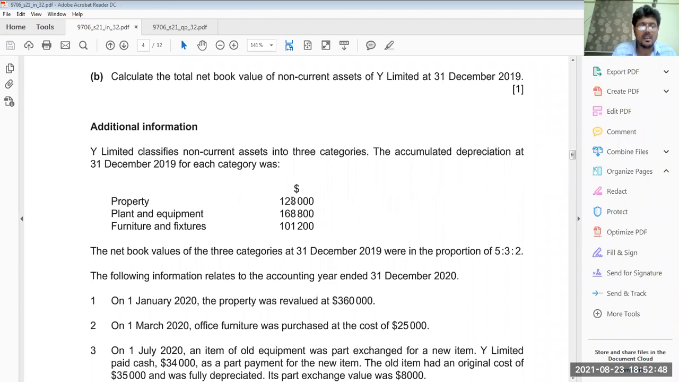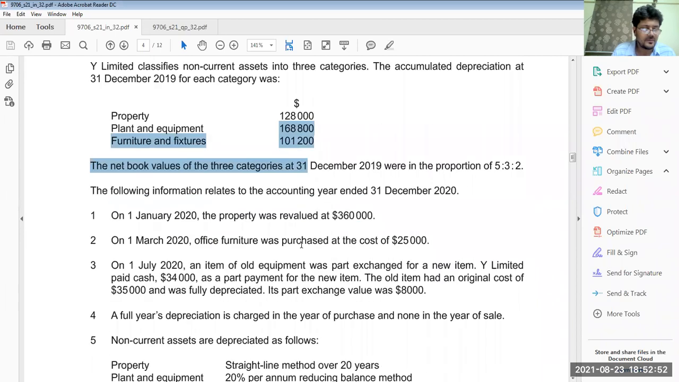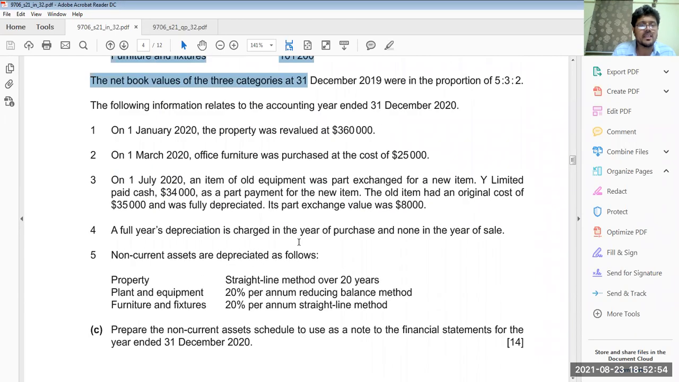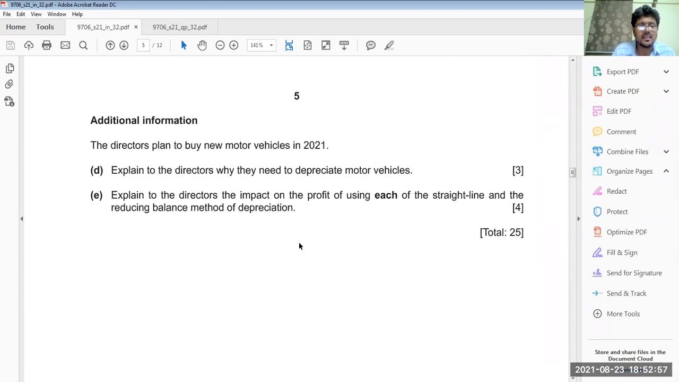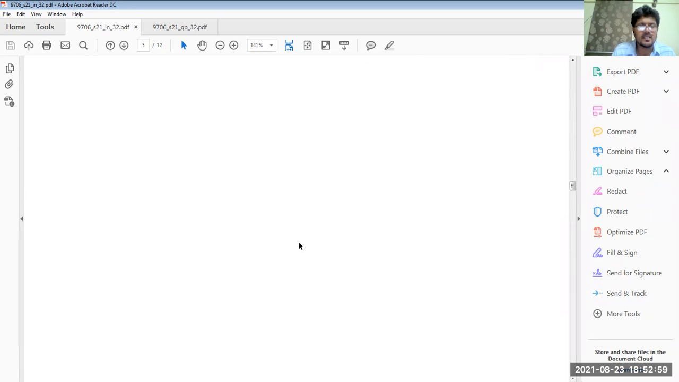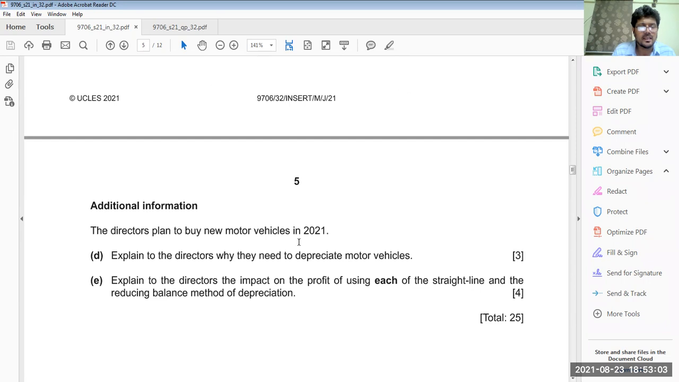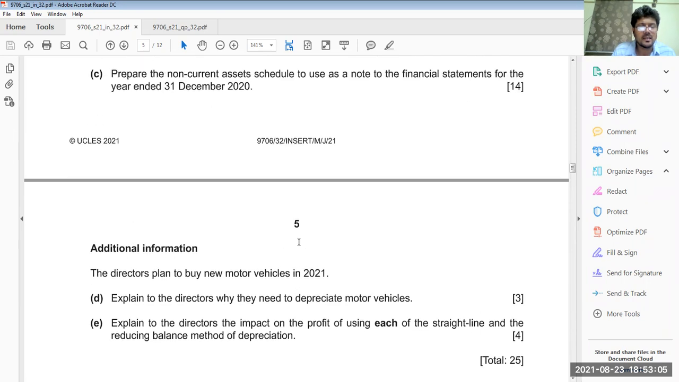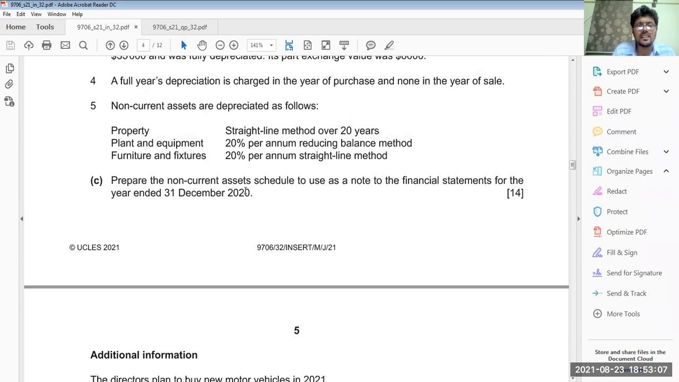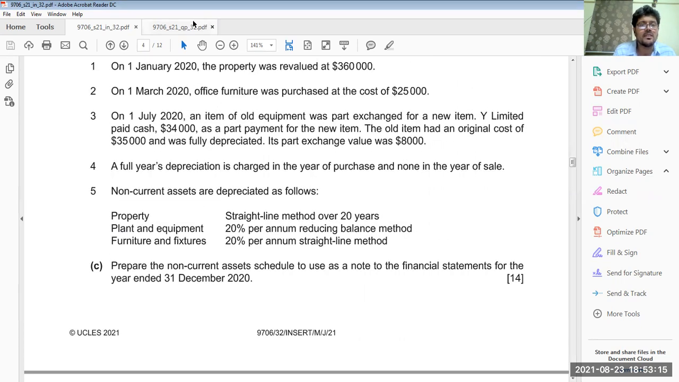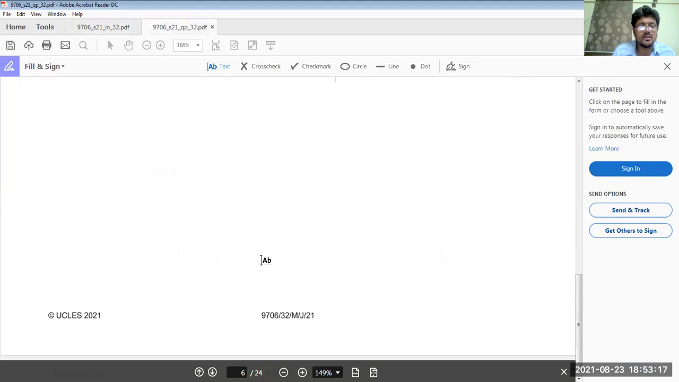Okay. Sorry, class. What do we have to do here? We have to make a table. Prepare a non-current asset schedule to use as a note to the financial statements for the year ended 31st December 2020. Now, how to make this schedule? Go to the paper.